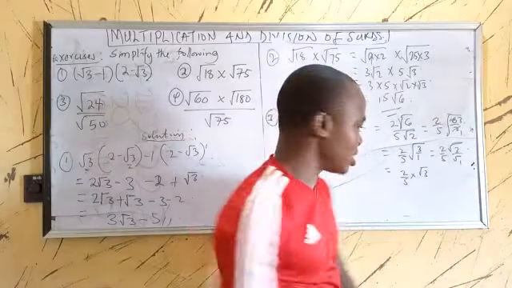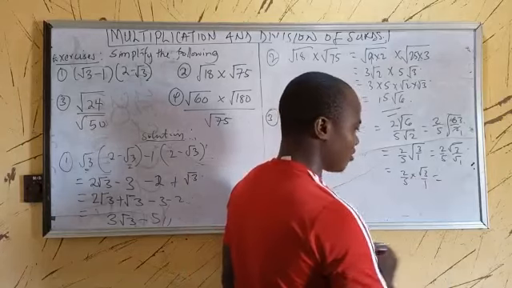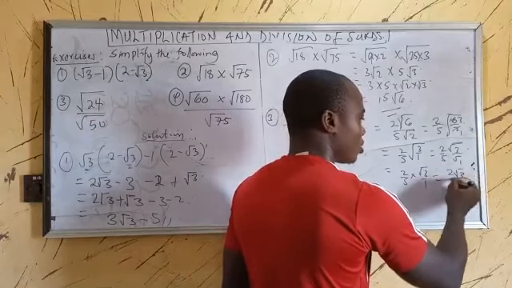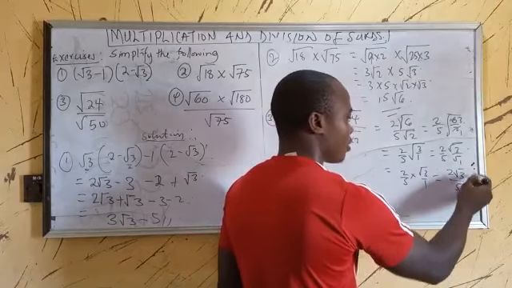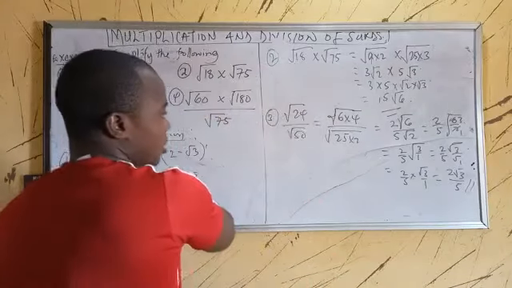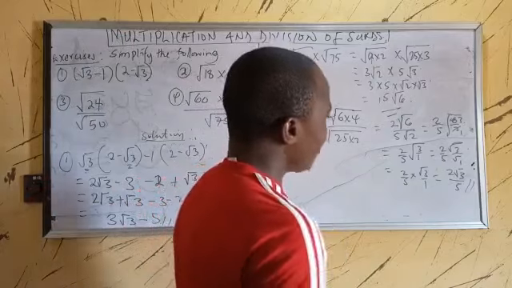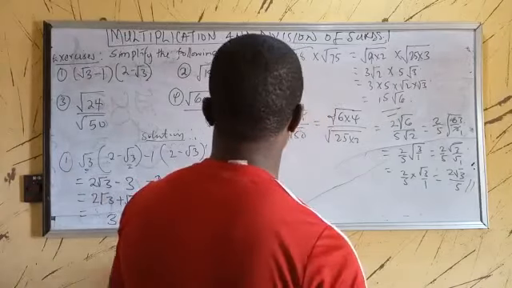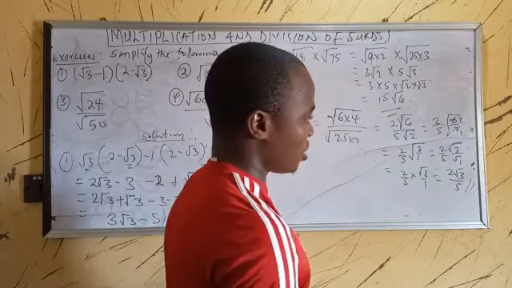Then root 1 is the same thing as 1. So we have our final answer to be 2 root 3 over 5 times 1, which is 5. That is the final answer to this number 3.